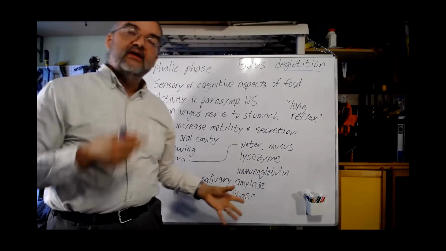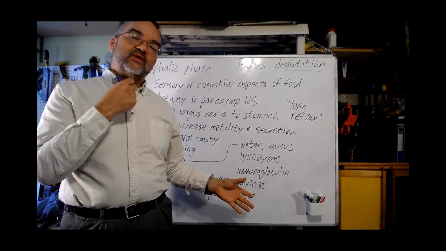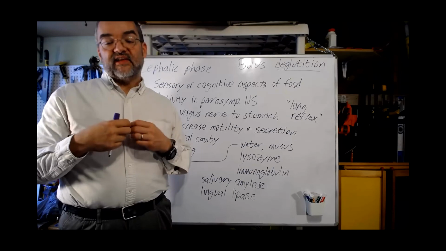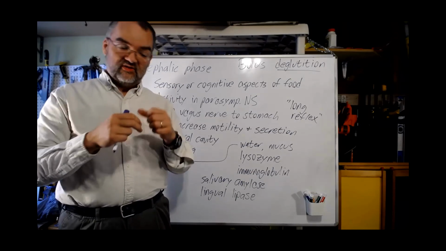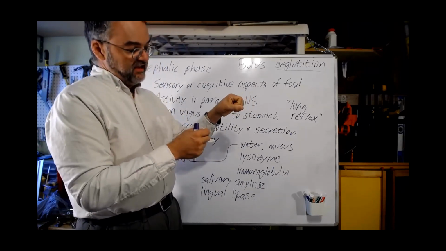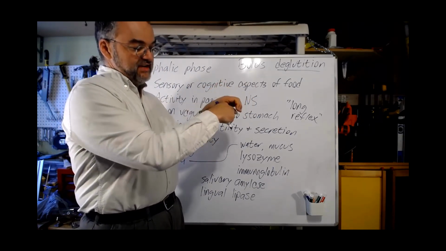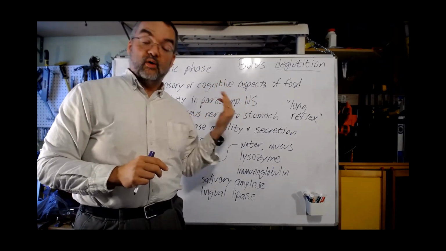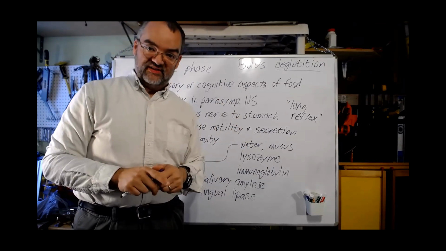Anyway, so we swallow that, the food gets squeezed down the esophagus, down to that lower esophageal sphincter, that cardiac sphincter, which doesn't actually work all that well, but which then opens and the food gets squeezed down into the stomach, where we will start the next phase of digestion, the gastric phase.